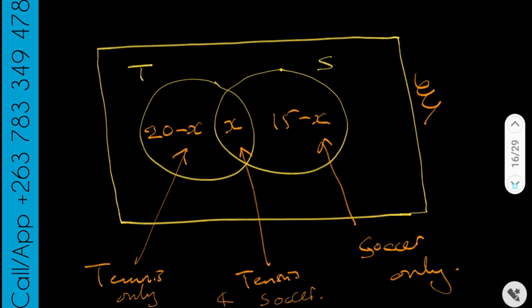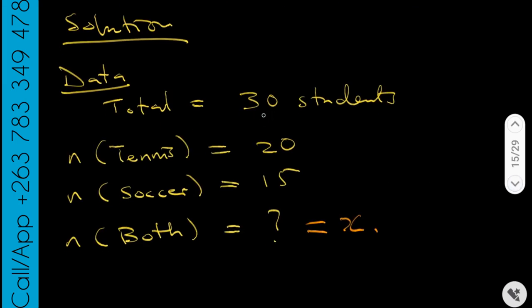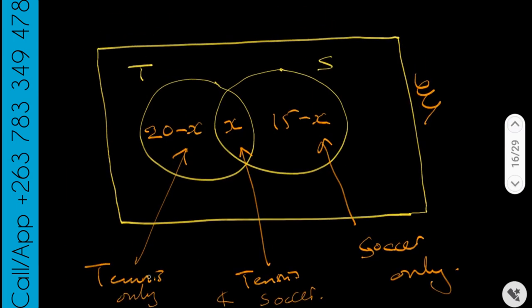Now, what do we know? The total number of students is 30, meaning if I add up everything, I should get 30. So if I add up the number of students who play tennis only, those who play tennis and soccer, and those who play soccer only, my result must be 30. So I can write that down. I can write 20 minus X plus 15 minus X is equal to 30.